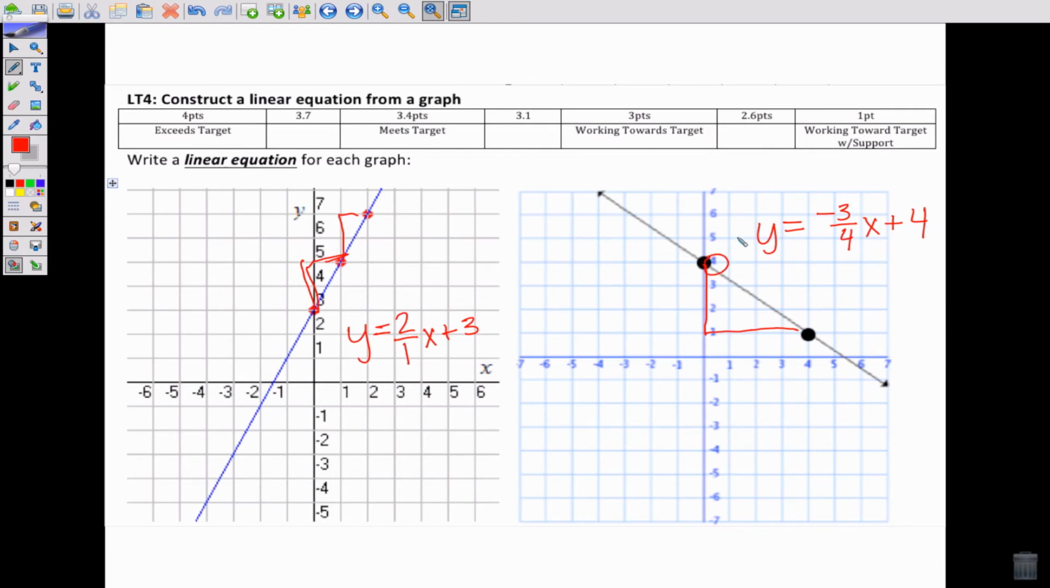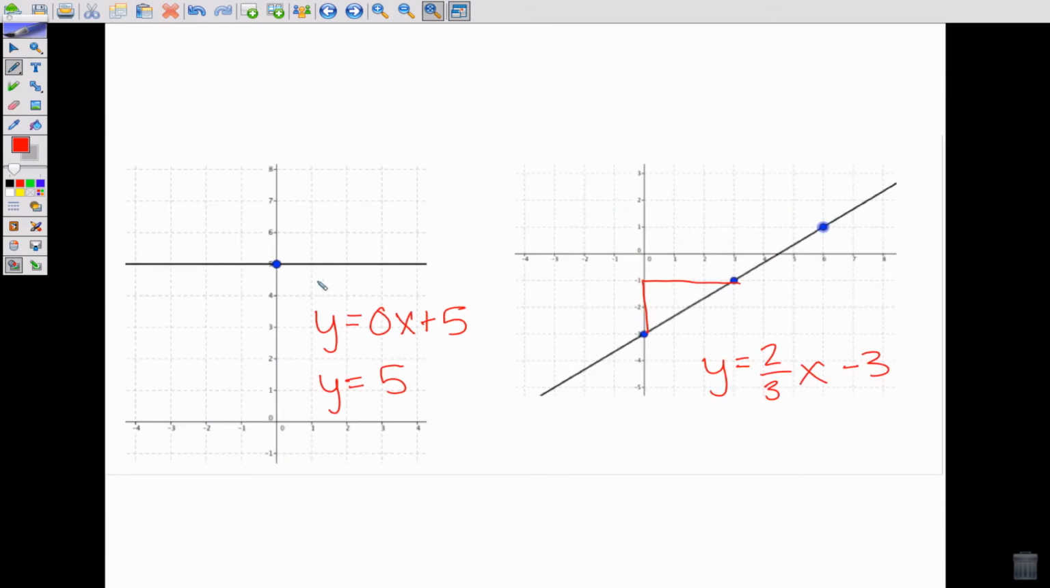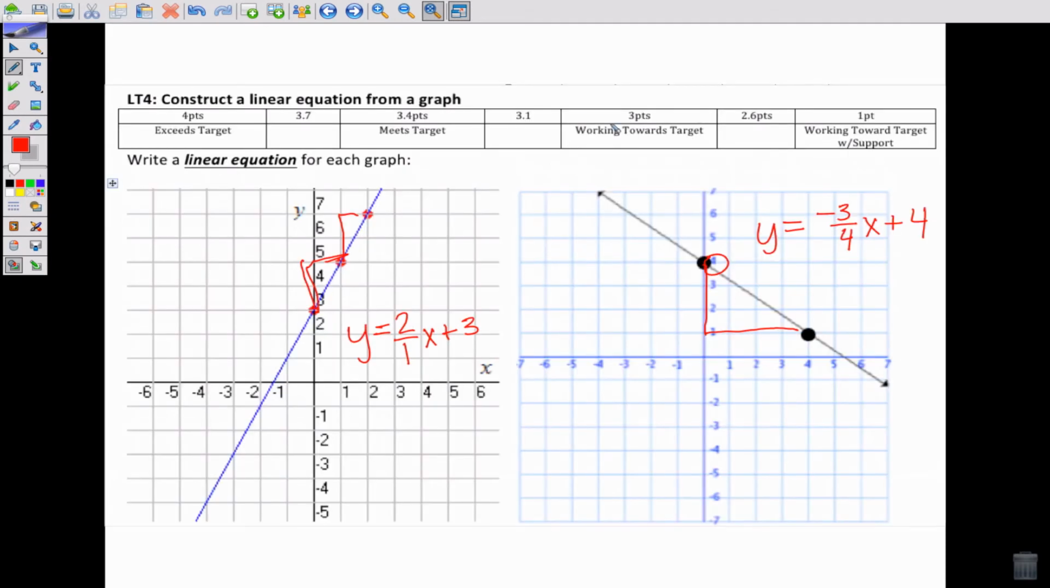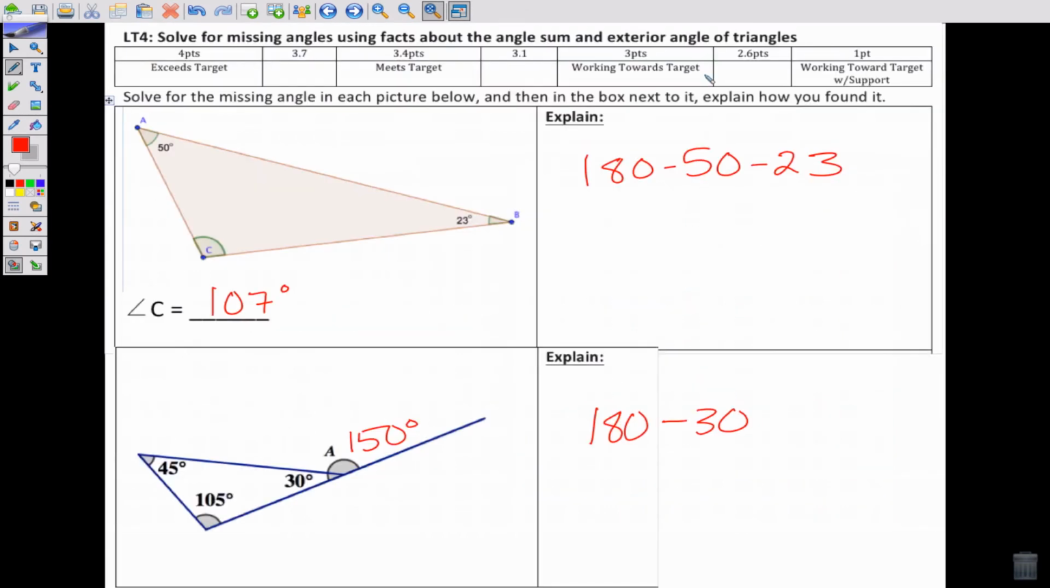4. Here we don't go up or over any, so we have 0x plus, we start at 5, or just y equals 5. And finally, here we start at negative 3, we go up 2 over 3, so we'd have 2/3 x minus 3. Go ahead and give yourself a score based on how you did there. And we're going to move on to some geometry.